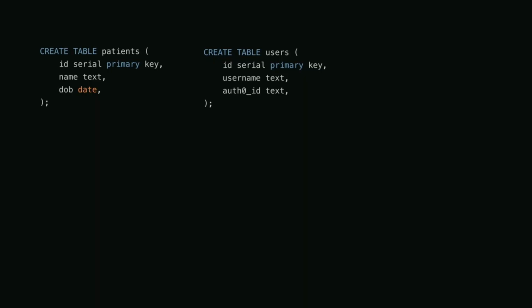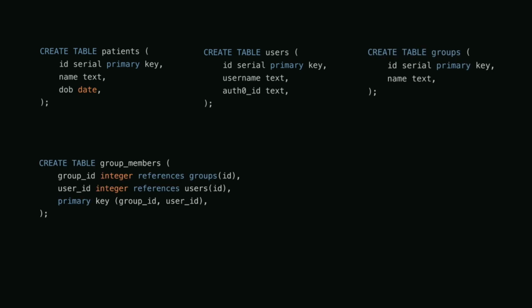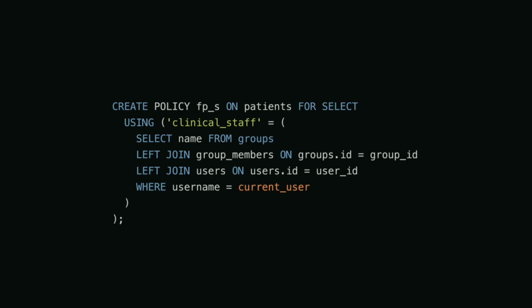So let's say we've got this patients table in our database, and we know that we've got a users table, and say our identity provider is Auth0, so we don't store passwords, but we relate it to an ID in Auth0. Then we've got some groups, and then we've got group members. Then we can go and create a policy.